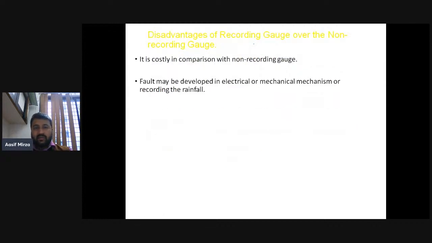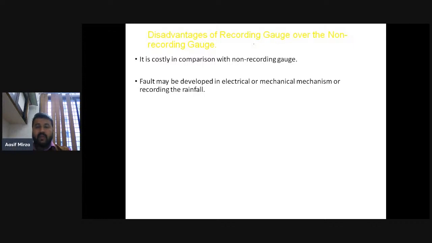Now, what are the disadvantages of the recording gauge over the non-recording gauge? No doubt it is costly in comparison with the non-recording gauge, and faults may develop in the electrical or mechanical mechanism for recording the rainfall.